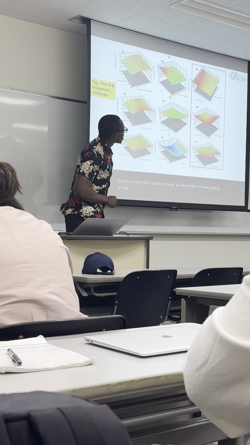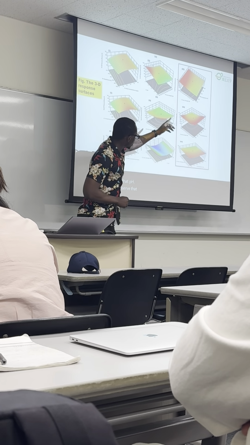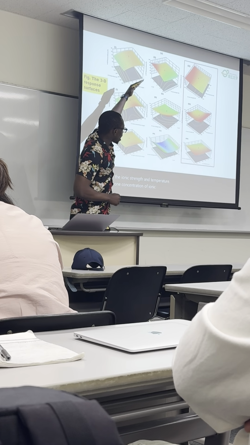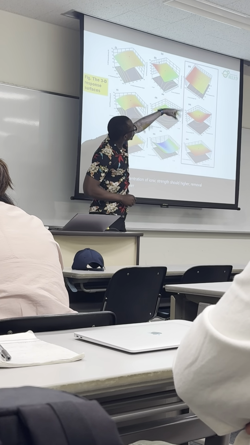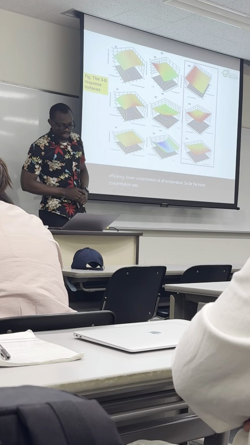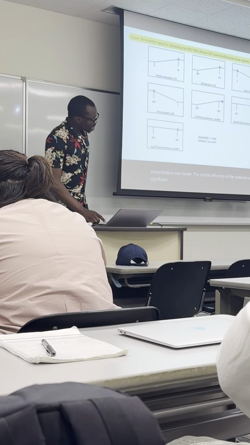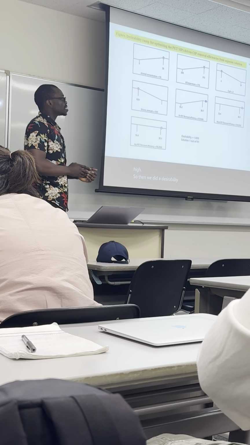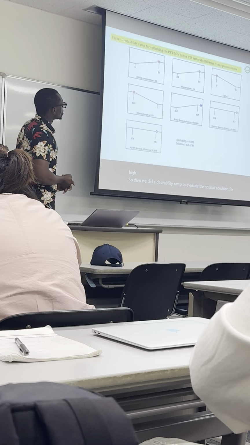We also observed that for the ionic strength and temperature, a lower concentration of ionic strength showed higher removal efficiency. At all temperatures, so far as the ionic concentration was lower, the removal efficiency of the material was significant and high. So then we did a desirability ramp to evaluate the optimal condition for the material in removing CIP.